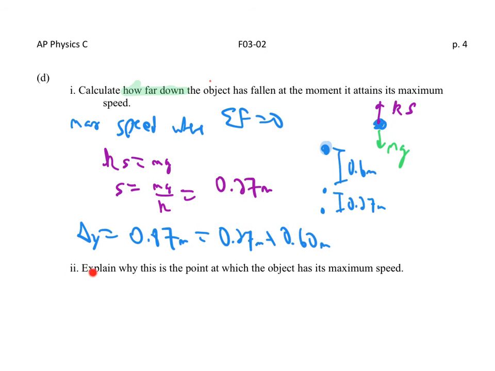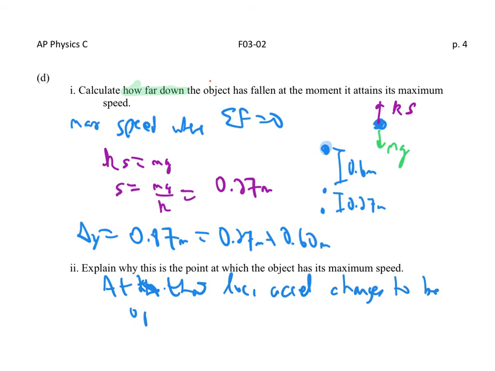Part D, subpart 2: explain why this is the point at which the object has its maximum speed. The easiest thing might be because at that location, the acceleration changes sign. It changes to be opposite the velocity, so the object is slowing, or begins to slow. You could also make an argument for potential energy: that's going to be the minimum of potential energy, and therefore after that it's got to be the maximum kinetic energy. That would work.